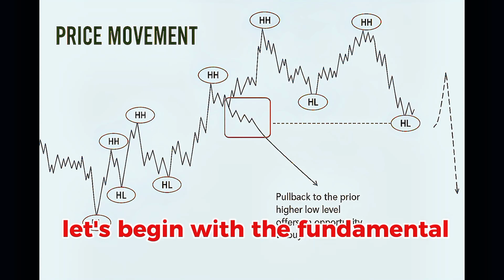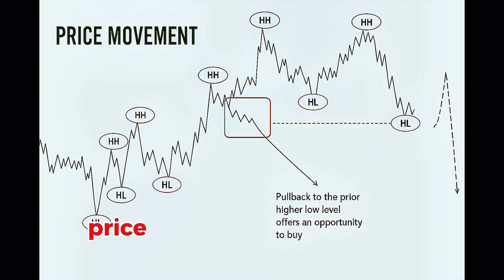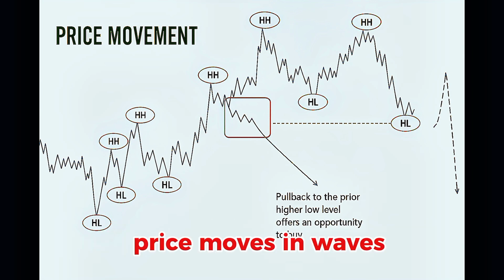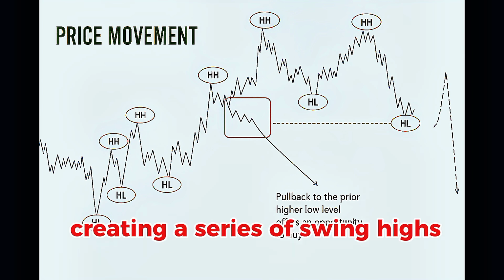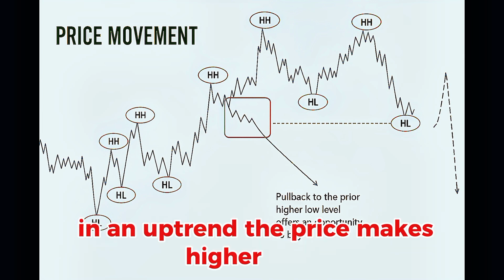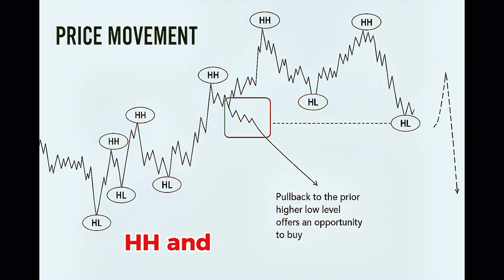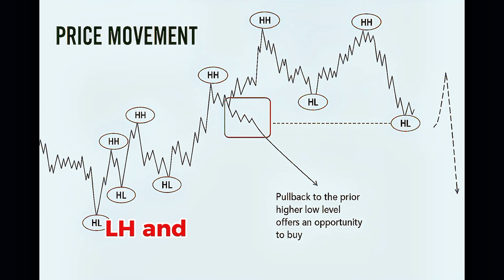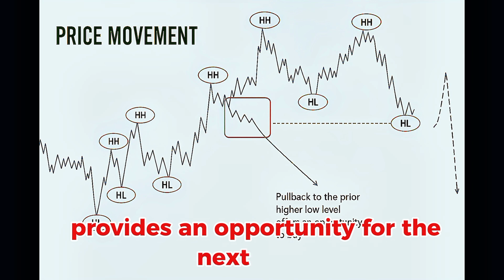Let's begin with the fundamental concept, price movement. In the Forex market, price moves in waves, creating a series of swing highs and swing lows. This is how trends are formed. In an uptrend, the price makes higher highs, HH, and higher lows, HL. In a downtrend, you'll see lower highs, LH, and lower lows, LL. Each pullback or retracement provides an opportunity for the next move.